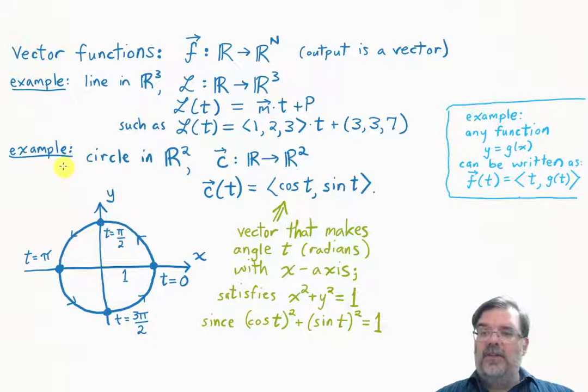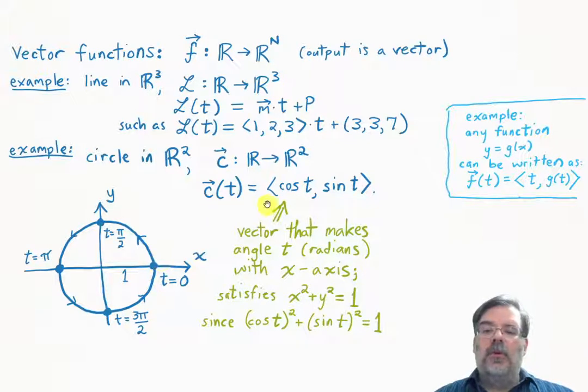Here's another very useful example, the equation of a circle in two-dimensional space. In this case, I'll write this function as vector c, with one real number as input, and a vector with two components as output. This function is vector c of t is equal to the vector cosine t, sine t. And as we've talked about before, we specifically talked about this, I think the first time when we talked about unit vectors, right? This represents the vector that makes an angle of t radians, for instance, with the x-axis.